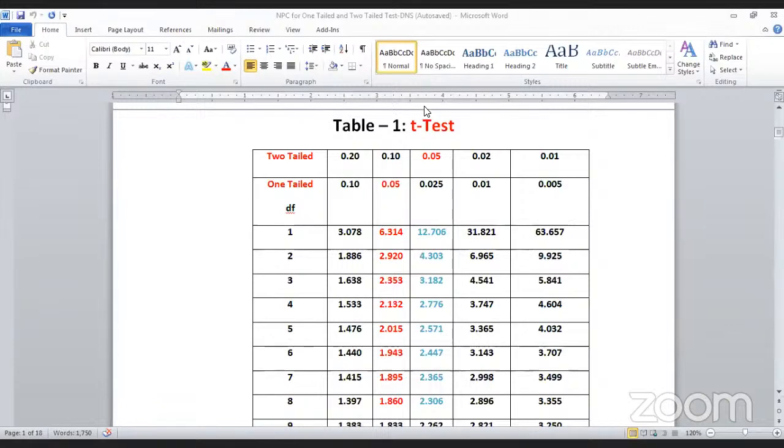Age is a continuous variable. It is not a discontinuous variable, because your age may be 20 years, maybe 20 years 5 days, maybe 20 years 6 months. So it is a continuous variable.